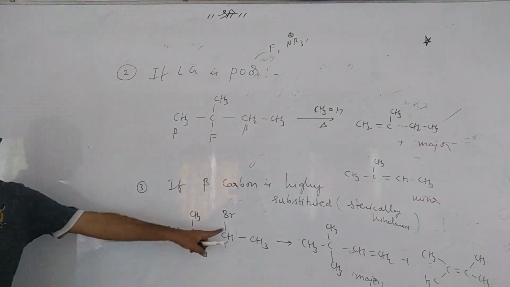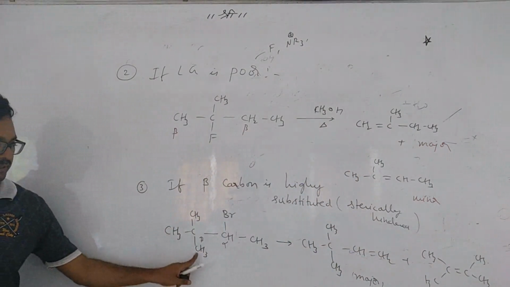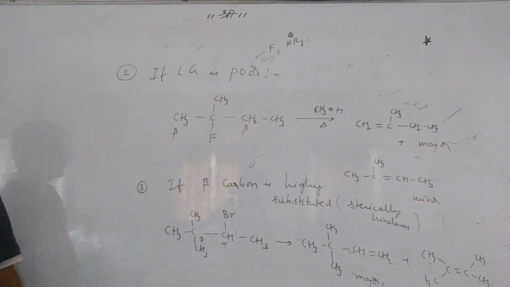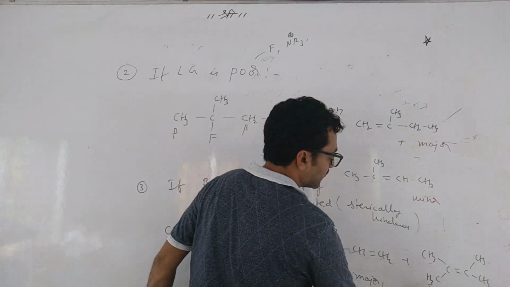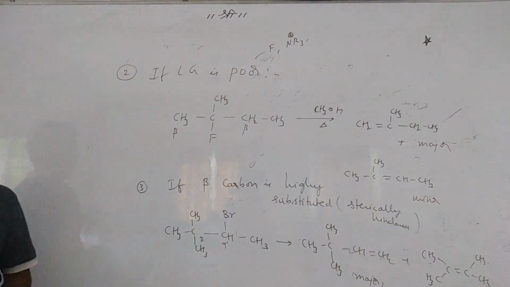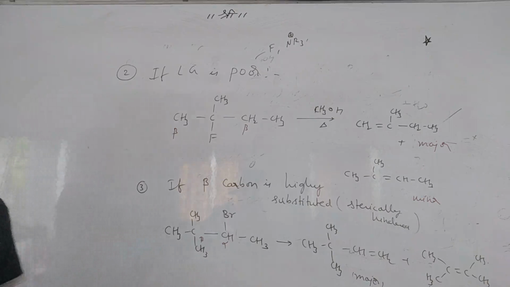So first a carbocation came, after that this was shifted. This is 2-butene, but that is minor, children. Minor. So 3 cases over. Last case. Are you understanding?